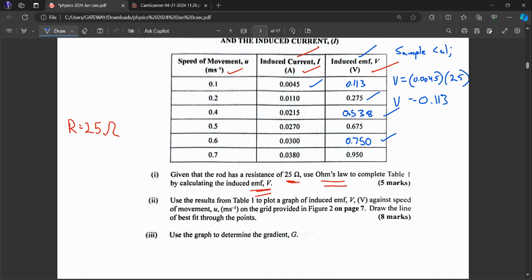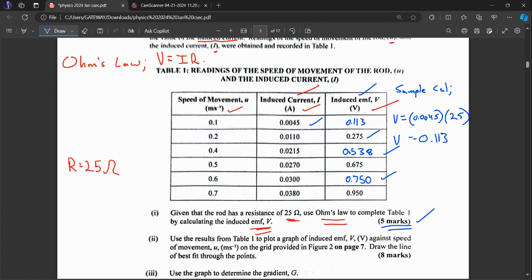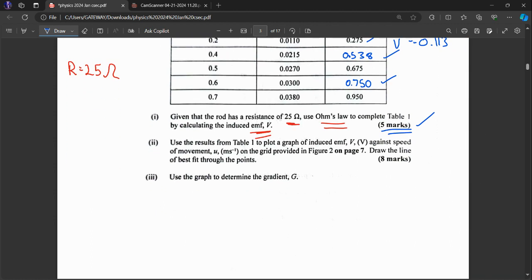So yeah, that's basically how to fill out the table, and that was an easy 5 marks. But you only have 3 values here, right? But they give you 5 marks for that. Obviously, they will give you a mark for stating Ohm's law, for doing your substitution, and then for having the correct values here, right? So they say, using results from table 1, plot a graph of induced EMF in volts against speed of movement on the grid provided in figure 2, page 7. Draw the line of best fit through the points, right?